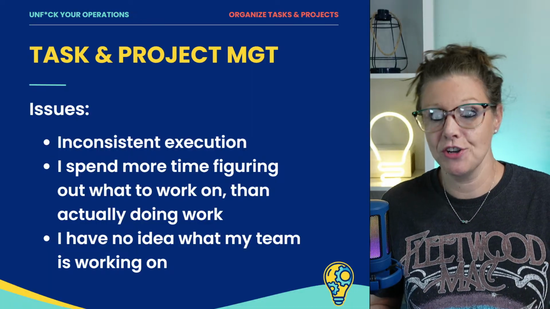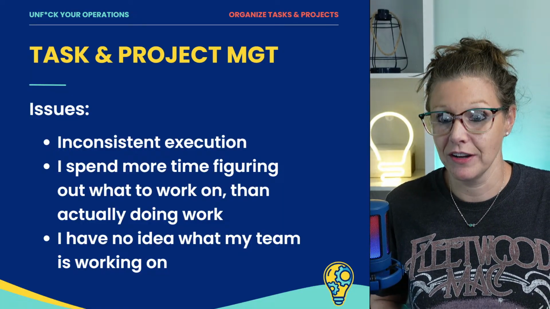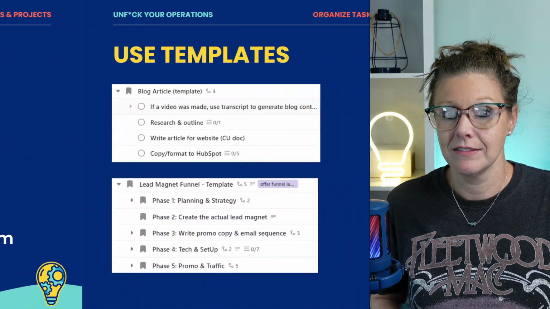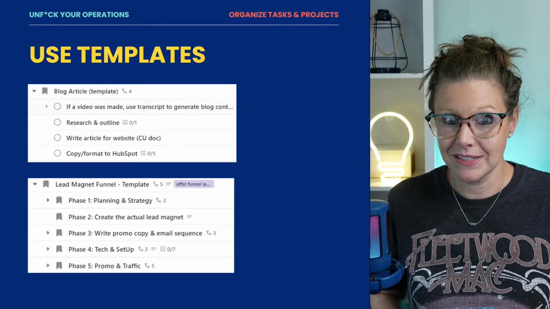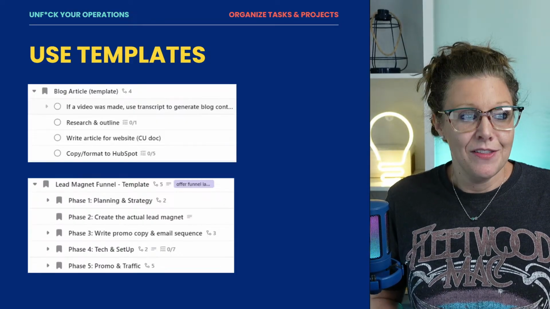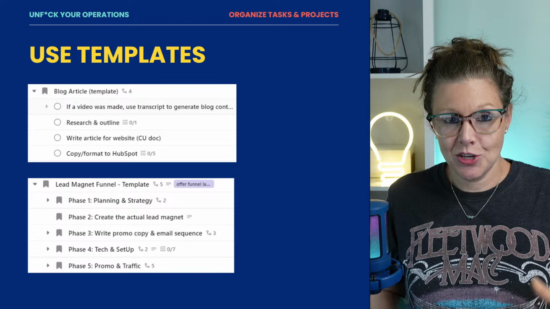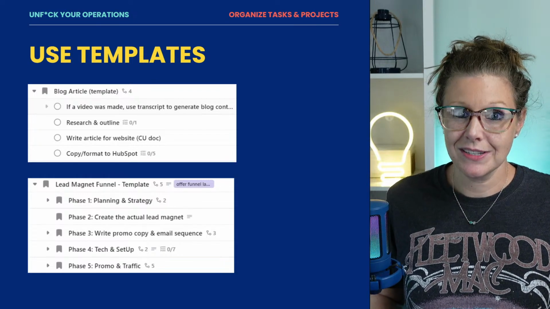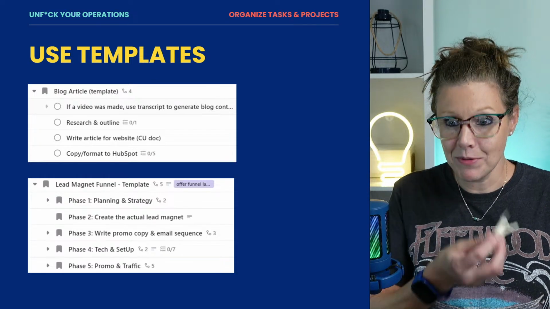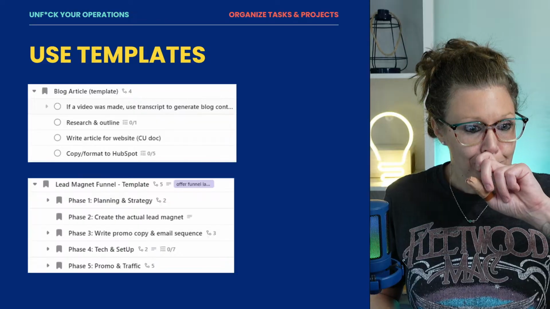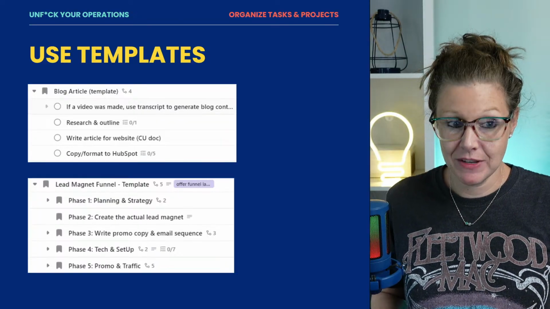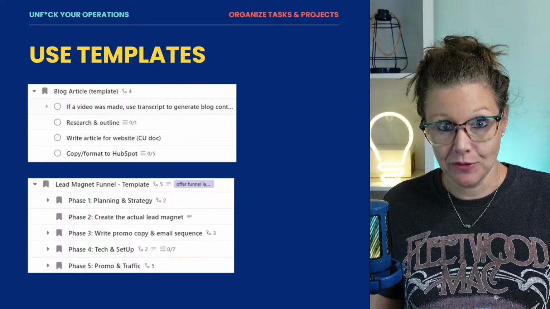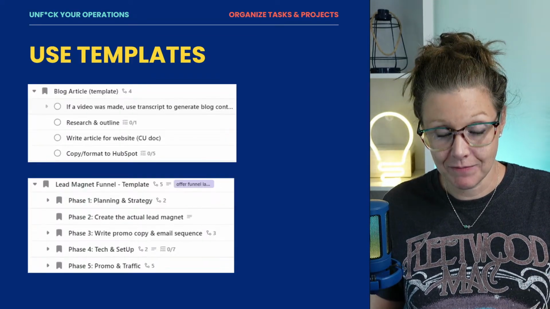But I also need transparency on what my team is working on. So first thing is to use templates, right? The first step of executing tasks and projects consistently is templates. Your SOPs that we talked about previously are the instruction manuals for how to get things done.